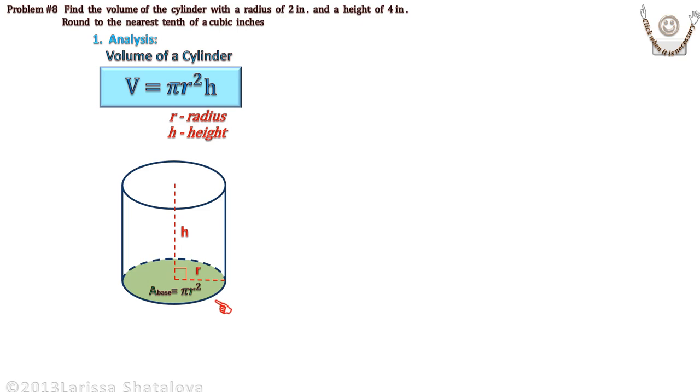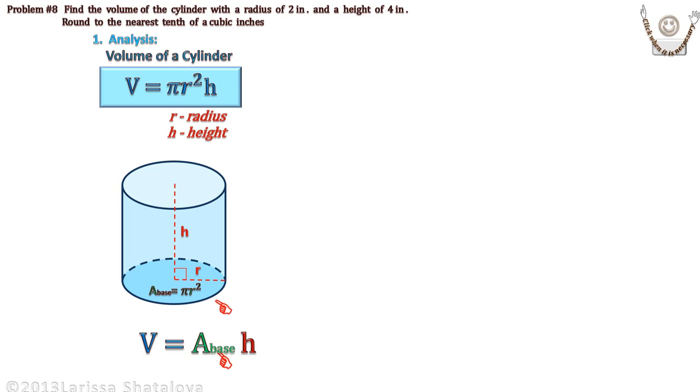Now let's analyze this formula. Base is a circle and area of base is pi radius squared. So now we can say the volume of a cylinder is area of base times height. What we did, we analyzed this formula, so we understand how this formula works.